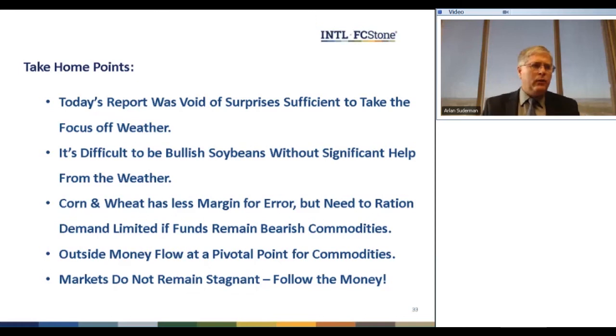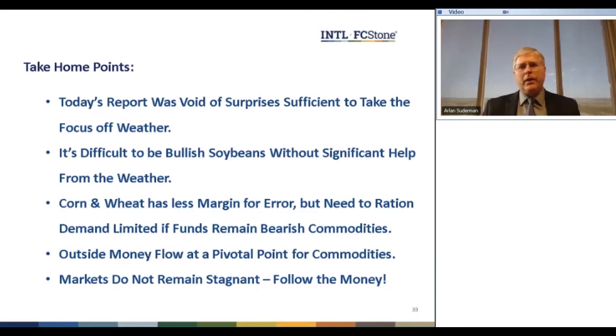Outside money flow is at a pivotal point, as I showed you on those charts. Right now, markets do not stay stagnant. As a rule, the funds don't make money in a stagnant market. They're going to find a way to move it. Will it be up or down?